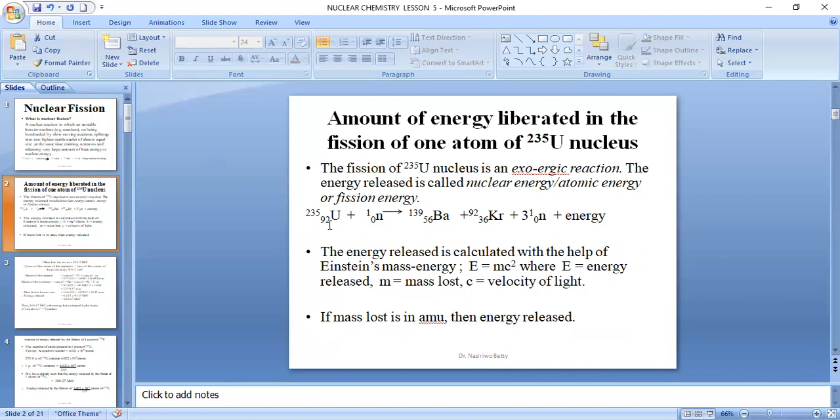So as we said earlier in the first slide, uranium-235, when bombarded by the slow-moving neutron, gives rise to the formation of stable barium-141 plus krypton-92 and 3 neutrons, plus a large amount of energy is given out. So this energy is the one which is called nuclear energy or atomic energy. The energy released is calculated with the help of Einstein's mass-energy equation, E equals mc squared, where E is the energy released, m is the mass lost, c is the velocity of light.